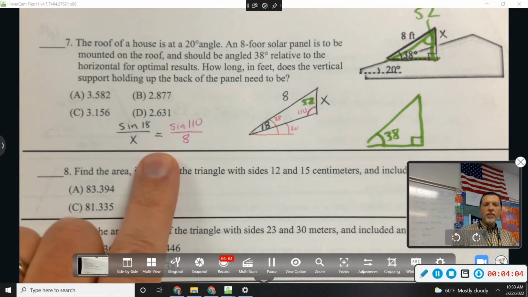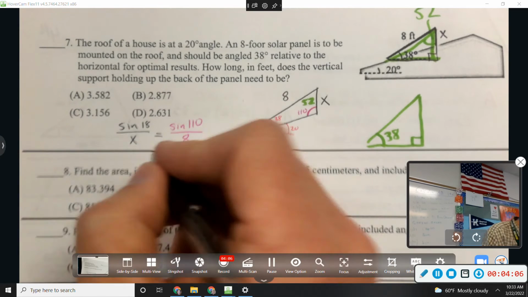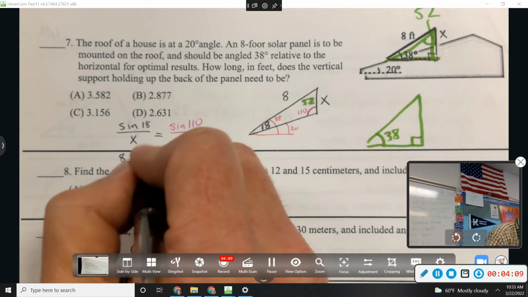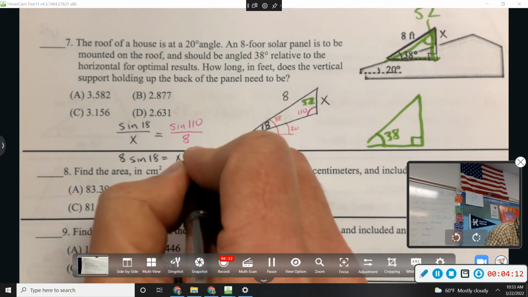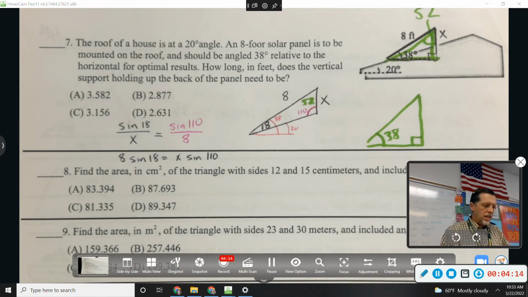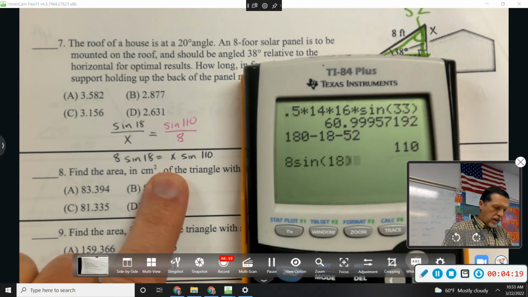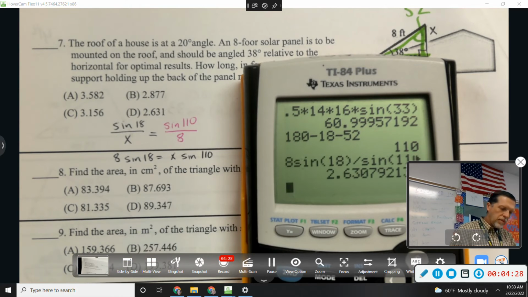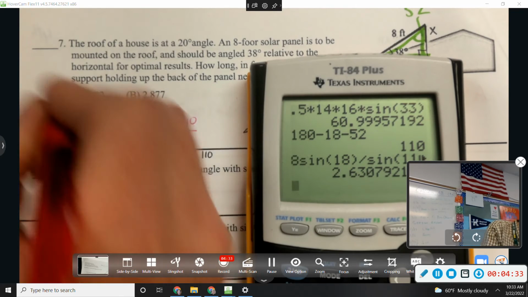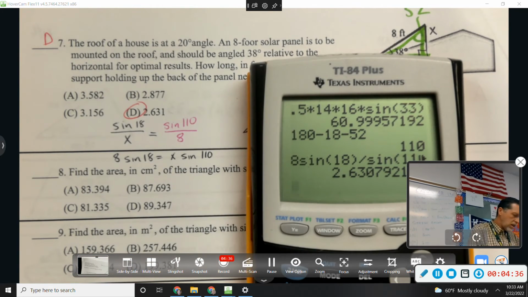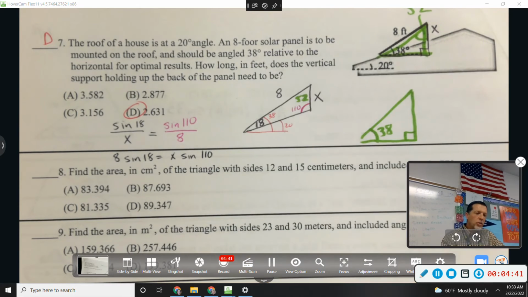Okay, this is enough work to show. If you want to show more, you certainly can. I'd probably show one more step, the cross multiplying. So 8 sine 18 divided by sine 110. 2.63. There it is, answer choice D. Angles. Lots of triangles within triangles.